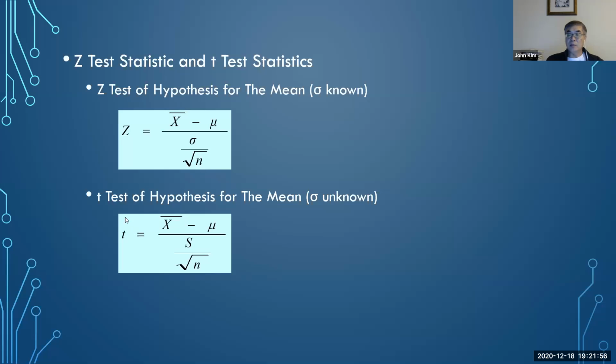If it is a t test, then test statistic T equals the same, sample mean minus population mean, divided by sample standard deviation divided by the square root of sample size.